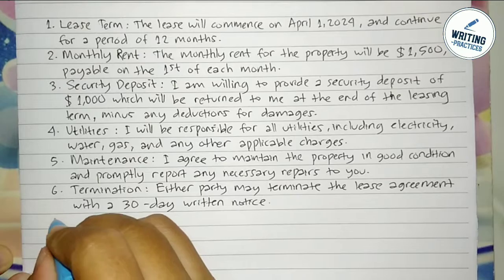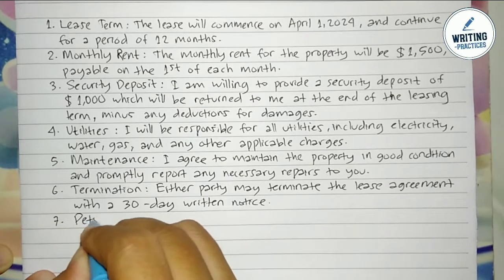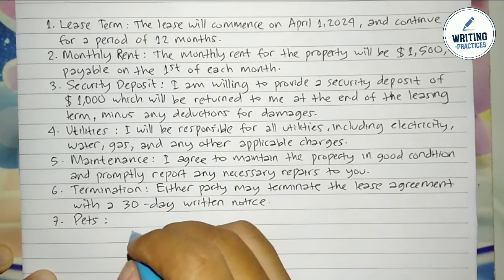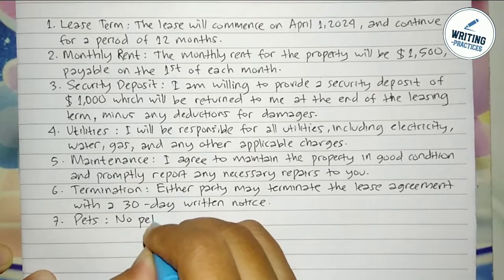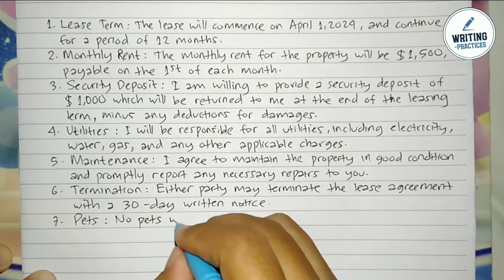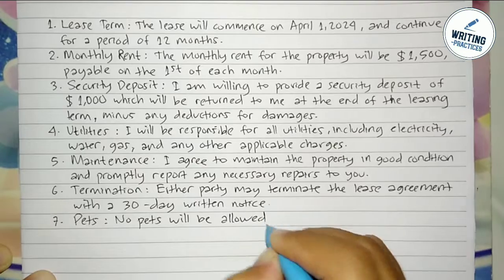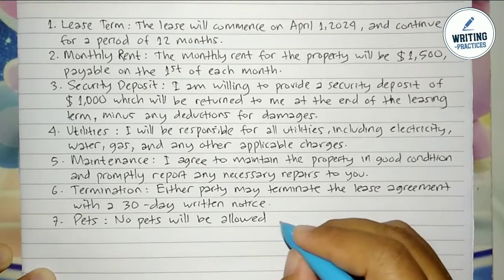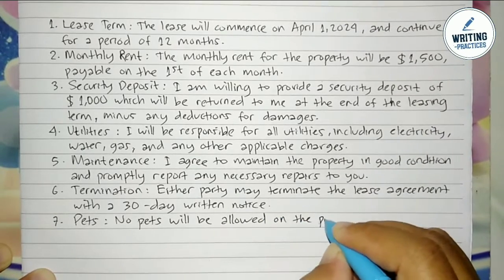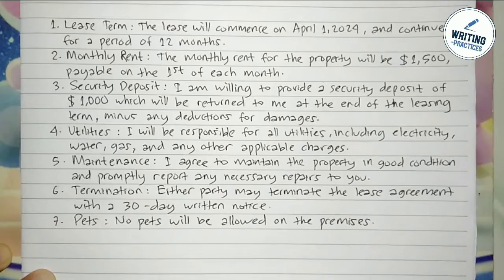The last point, you must clarify the pet policy for the premises. Yes, this can be crucial sometimes and you must include it. Here, you may write something like 7. Pets. No pets will be allowed on the premises. You may write those points by using numbering to make them easier to notice and read.